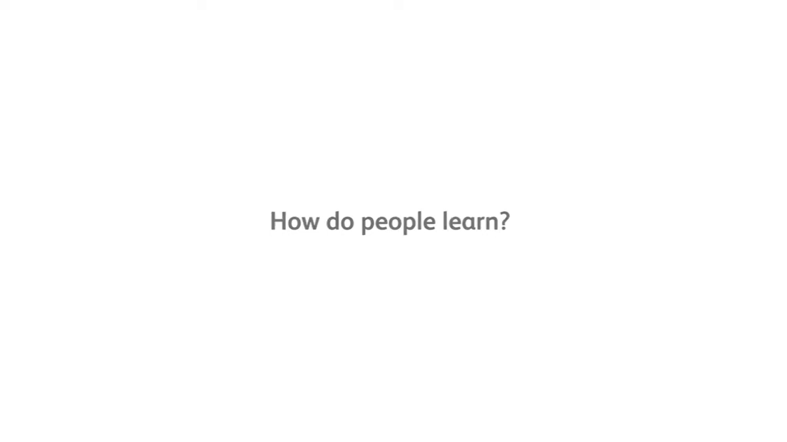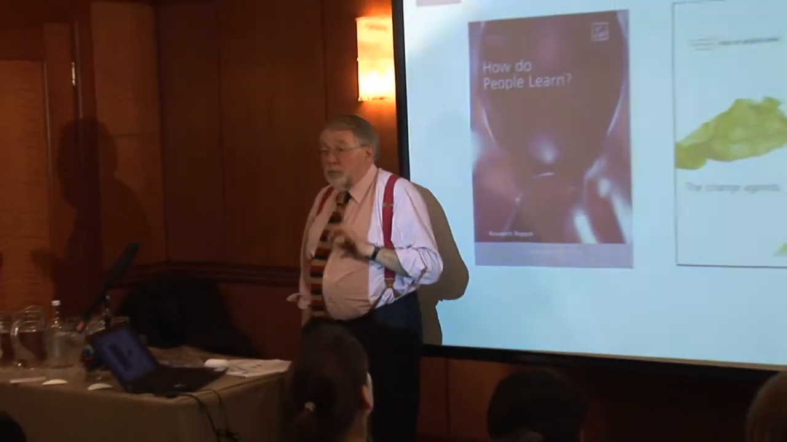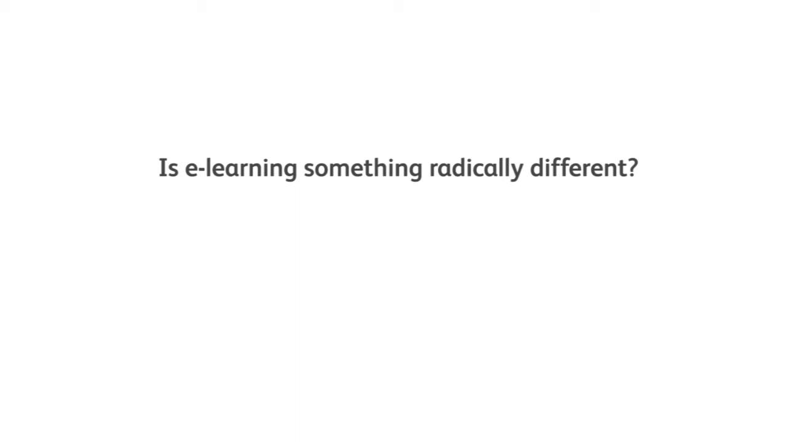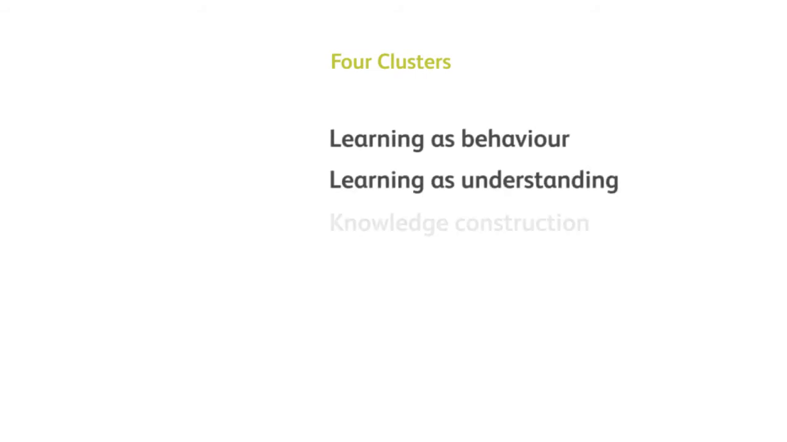This is extracts from a CIPD report called How Do People Learn? It was actually commissioned and written by a fellow called Jake Reynolds. So the question really was, is e-learning something radically different, or can it be accommodated in the existing theories of learning generally? And what Jake came up with came from four separate academic industrial psychology traditions. And those four clusters were learning as behaviour, learning as understanding, knowledge construction and social practice. Those were the four major threads of our understanding.